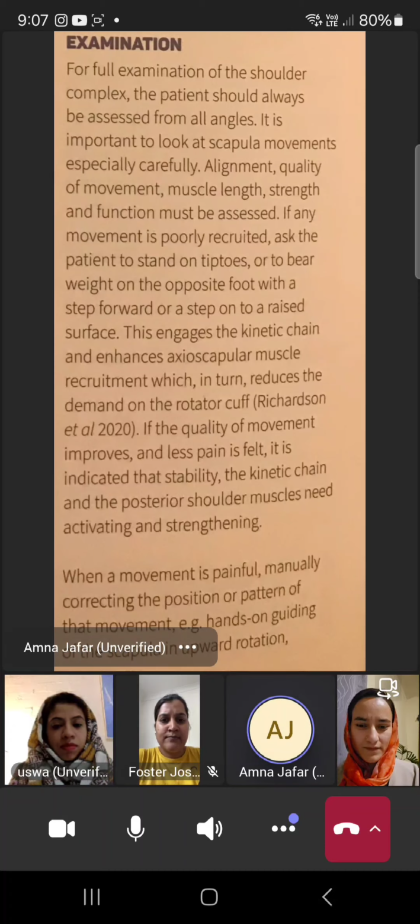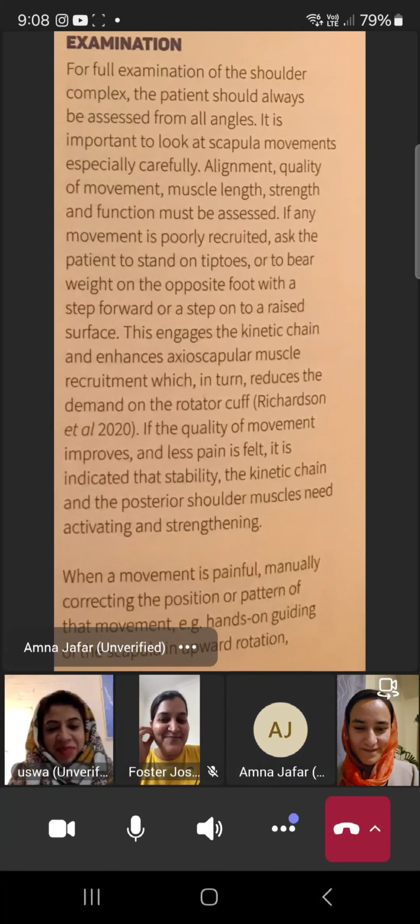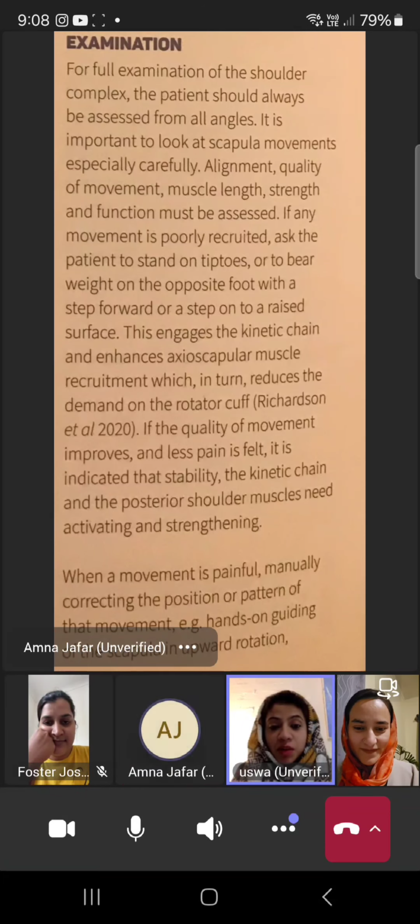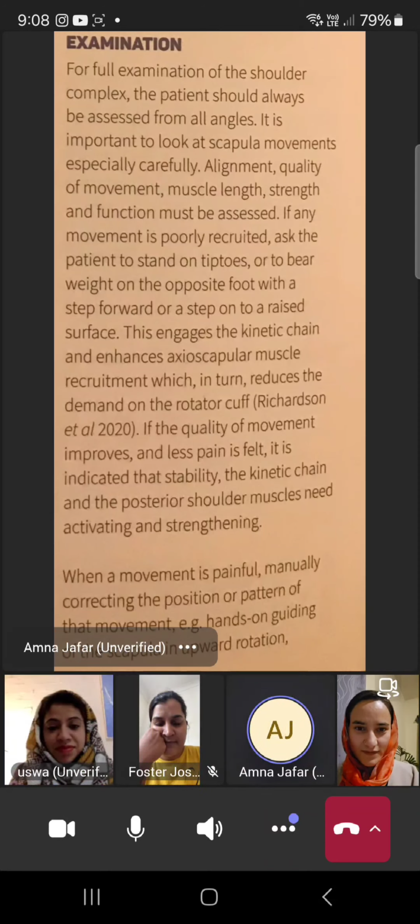Uswa, could you please repeat what I said? Let me just say it again and then you do it. Alignment, quality of movement, muscle length, strength, and function. The alignment, quality of movement, muscle length, muscle strength, muscle function should be assessed whenever we are going to examine the patient at the very first time. I hope you guys do it when you assess the patient.